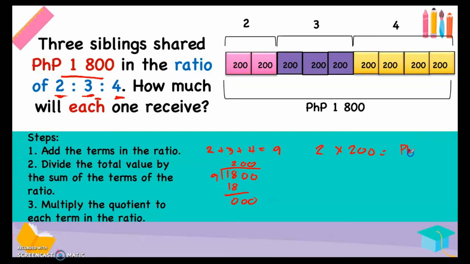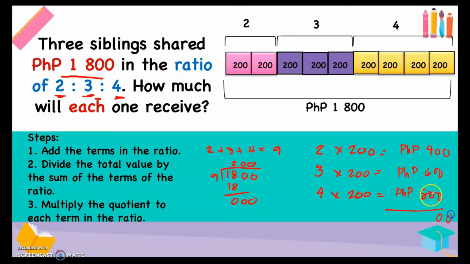Okay, and the first child or the first sibling will receive 400 pesos, and the second would be 3 times 200, which is equal to 600, and the third child is 4 times 200. We have here 800 pesos. Now, to check if our answer is correct, all we need to do is to add these, and this should be equal to 1,800 pesos.